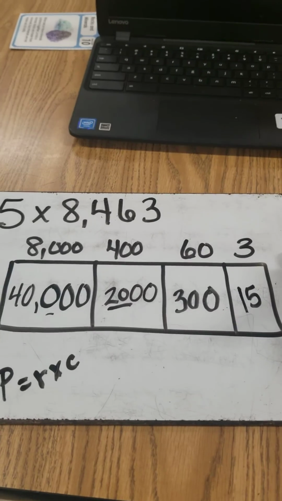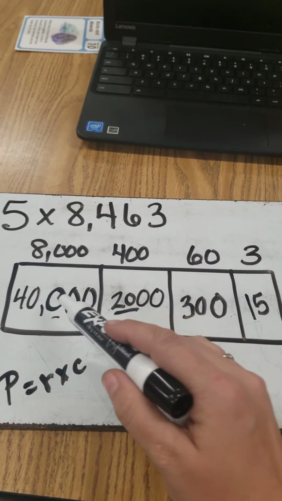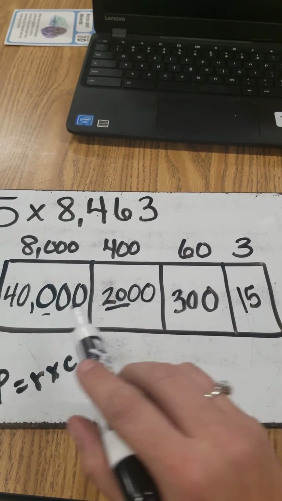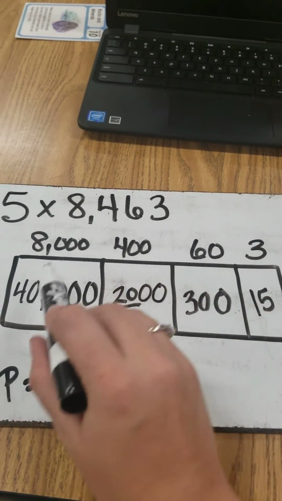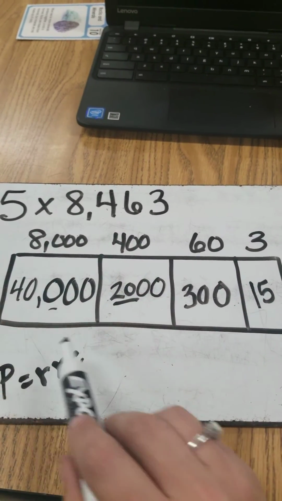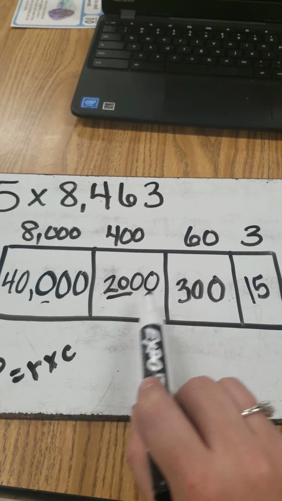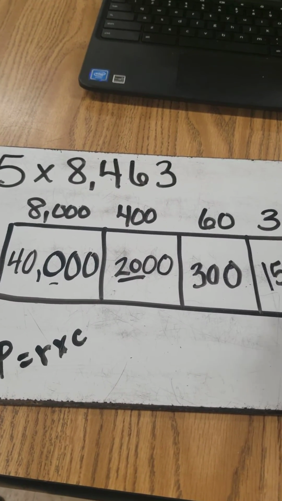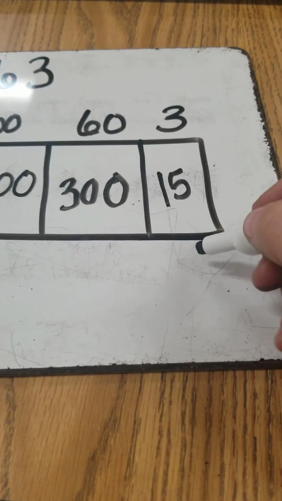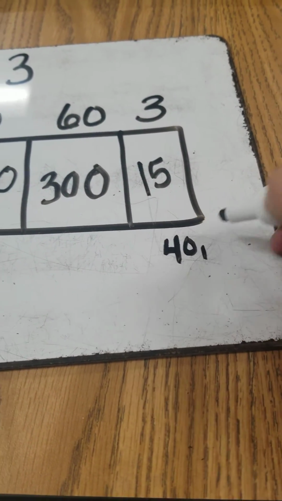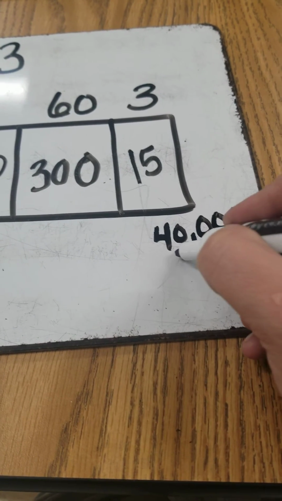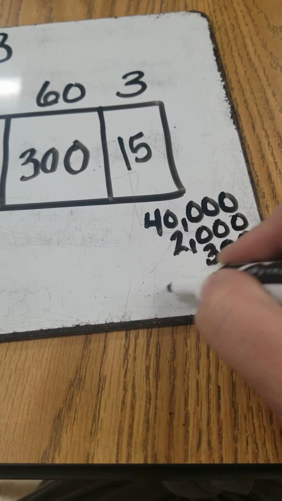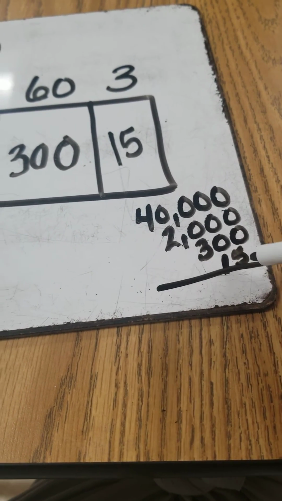Zoom back out for you. If you see, those are our partial products. 40,000, 2,000, 300, 15. Remember, those are parts. I want the whole product, the whole area, not just the pieces. So to get the whole area, I have to go back and add my partials. So I'm going to go over here, and I'm going to add 40,000, 2,000, 300, 15.